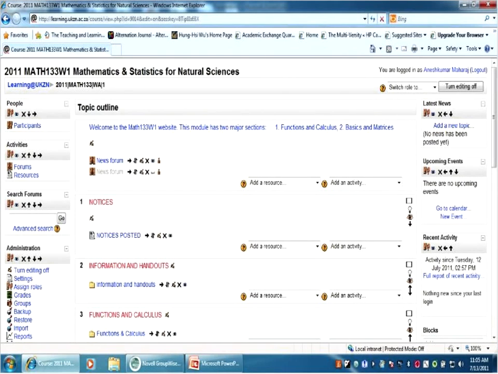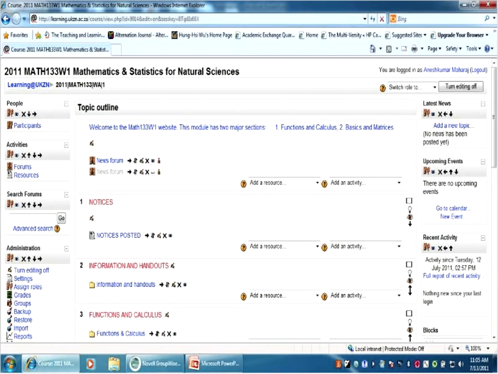Okay, this slide is similar to one, I think it was the second or third slide. This is what students access, but what I did over here is, if you go to the left-hand side, somewhere midway down the first column, under administration, what appears there is now turn editing off. I clicked on turn editing on, and this is what appeared.